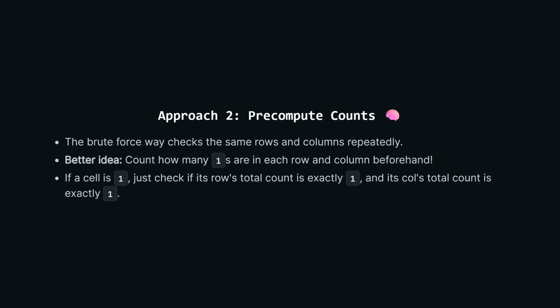Okay, now for the second method. The problem with brute force is that we do a lot of repeated work. If we check multiple ones in the same row, we scan that row multiple times. This second approach uses a really neat trick. First, we just count up exactly how many 1s are in every single row and every single column, and save those totals. Then, when we find a 1, we just check our saved totals. If its row total is exactly 1, and its column total is exactly 1, it must be special.